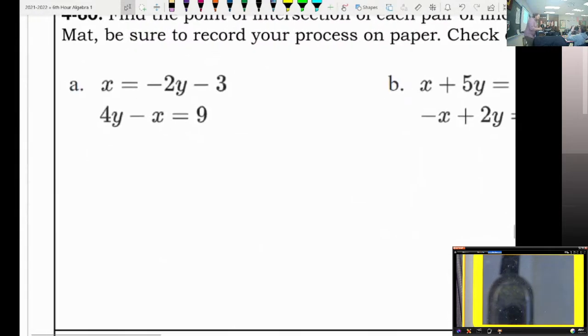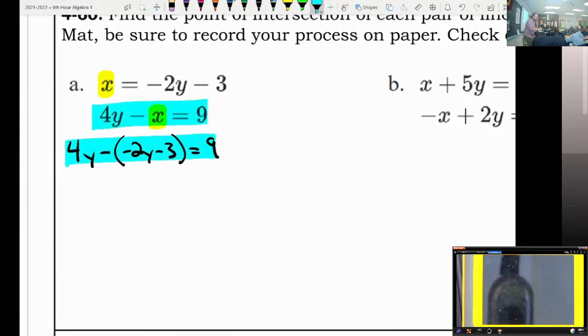Question A, what you got to recognize here is this is a substitution system. You have x equals negative 2y minus 3. What that means is that we're going to take that and plug it into the bottom equation. 4y minus, in parentheses, negative 2y minus 3 equals 9. And again, I want you to recognize that these two equations are exactly the same. The only difference is we replaced x with the negative 2y minus 3.